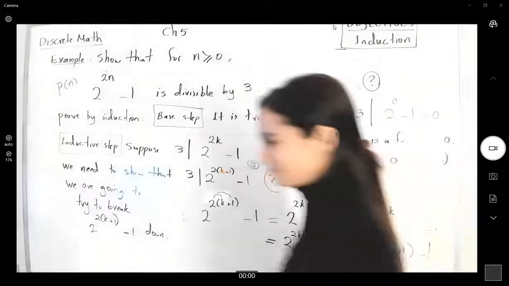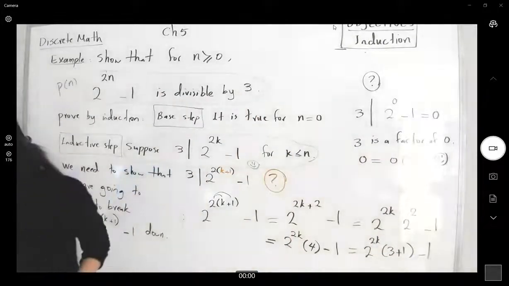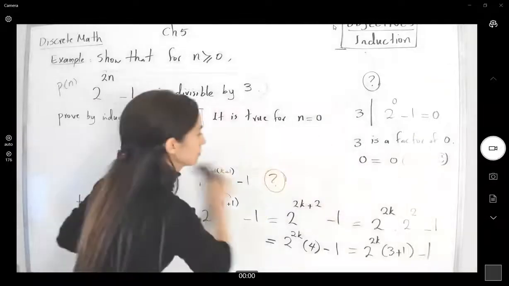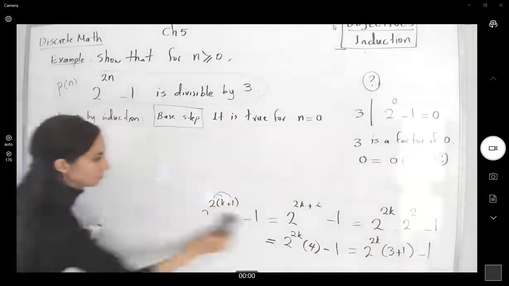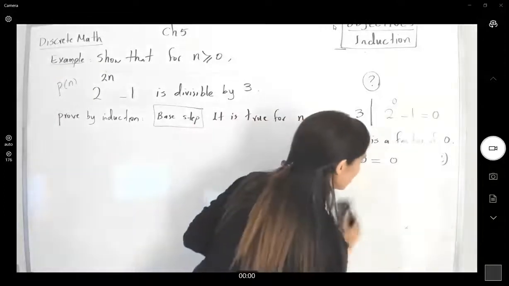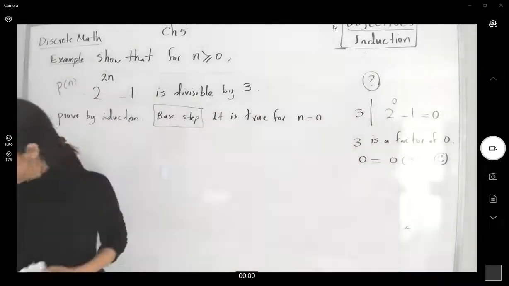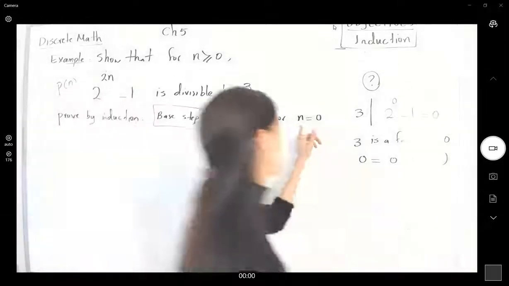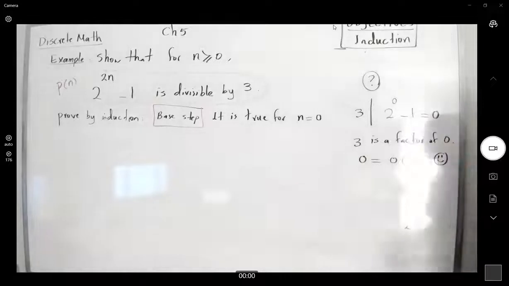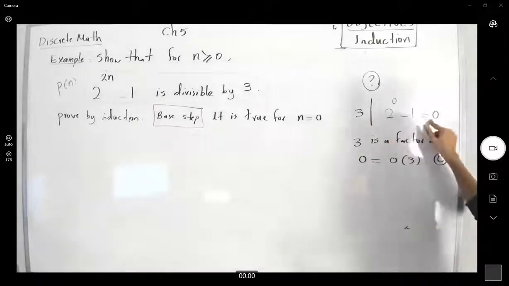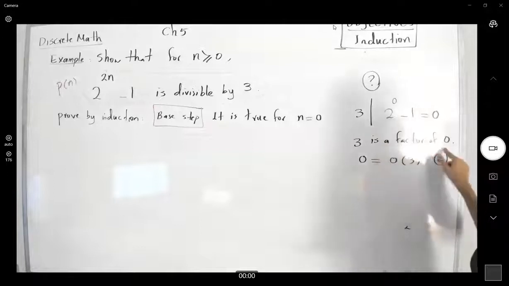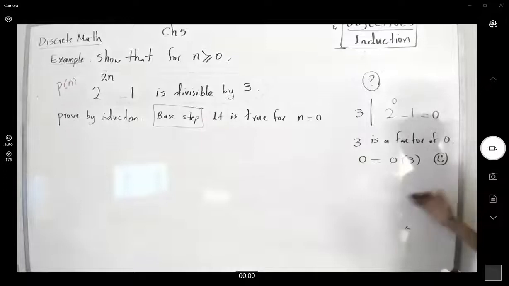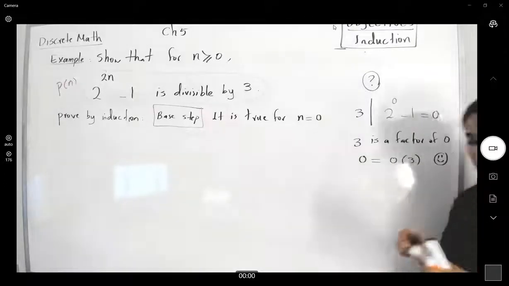One more time. Base step is true. We don't have any problem with n equal to 0. Why is that? Because 3 divides 0. 3 is a factor of 0. 0 can be written as 0 times 3, which is always true. We're good with the base step.